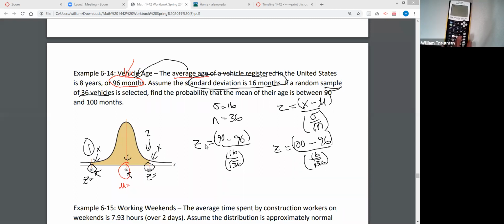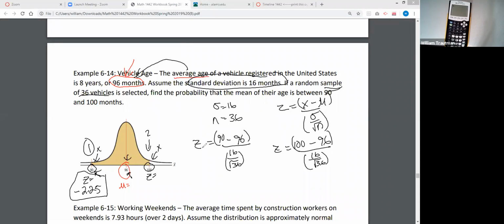Parentheses, first one: 90 minus 96, close parentheses, divided by parentheses 16 divided by the square root of 36. I arrow out of the square root, and then I put my parentheses. When I hit enter, I get a Z value of negative 2.25. So there's the first Z value, and sure enough, it's on the left of the mean, so it should be negative.